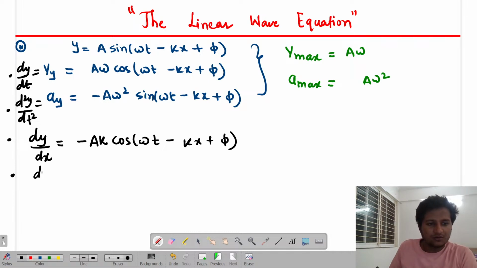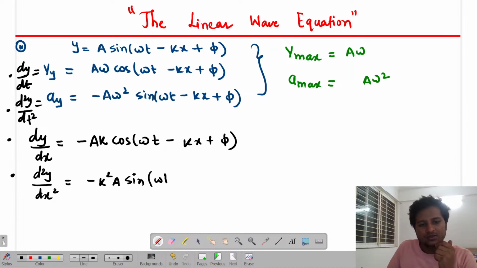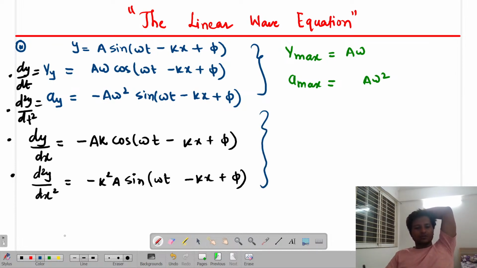Similarly, if I find d2y by dx square, then it is written as minus k square A sine, minus minus plus it will become, sorry, it will become plus now. No, no, no. Minus, it will be minus minus. Three minuses are appearing. So sine omega t minus kx plus phi. You got the idea, guys? तो ध्यान से देखो, basically out of these four relations we get something out of it. Yeah, we can relate the time variable and the position variable.